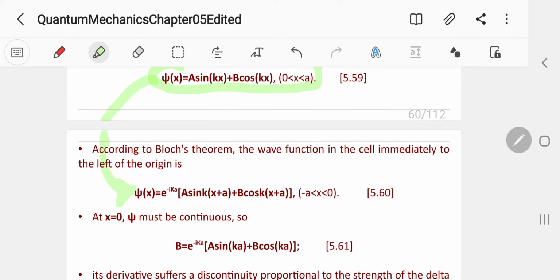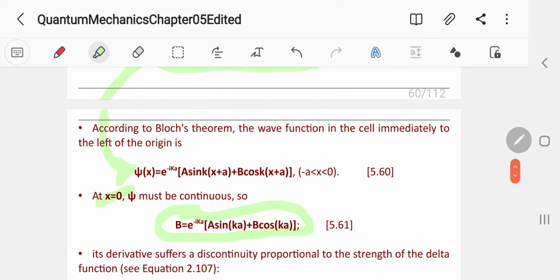So again, the wave function would have to be continuous at the boundary. So of course x equal to 0 is a boundary where the delta potential occurs. It's continuous there, so you can let x equal to 0, so you can say that your B is equal to this one.